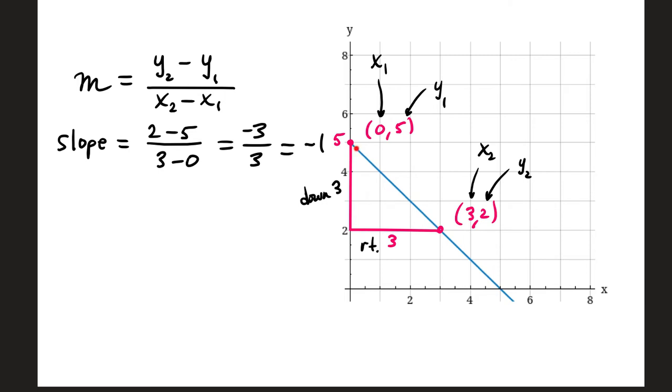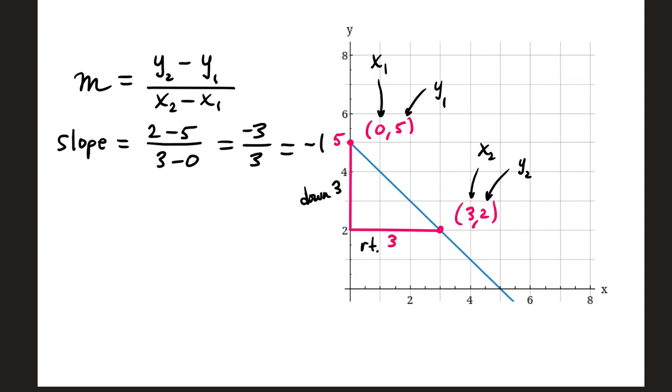The first point has the coordinates 0, 5. If you're going to use the slope formula, your first x value is 0, your first y value is 5. Using this point as our second point, 3 would be our x sub 2, and 2 would be our y sub 2. This point has the coordinate 3, 2.